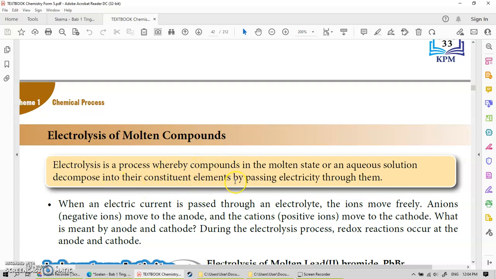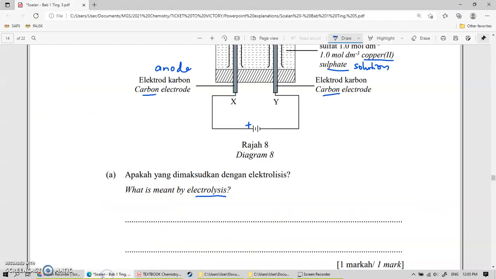And how does it decompose? We pass electricity through either the molten or the aqueous solution. In this case it is the aqueous solution. So the electricity is the one that causes the substance in the solution to decompose into the smaller constituent elements. Okay, so you need to memorize this.